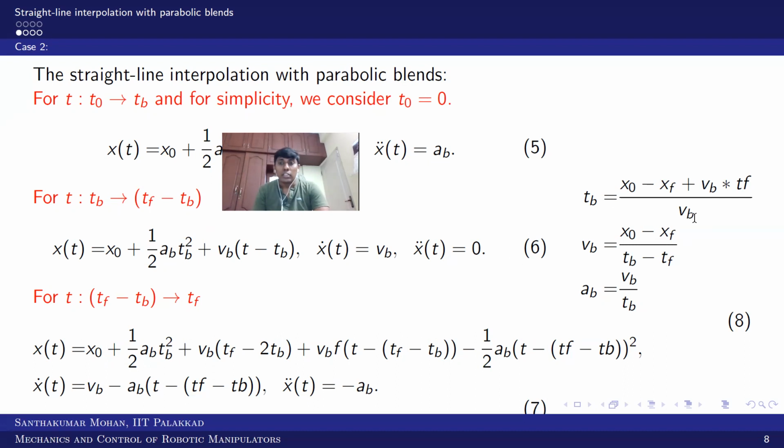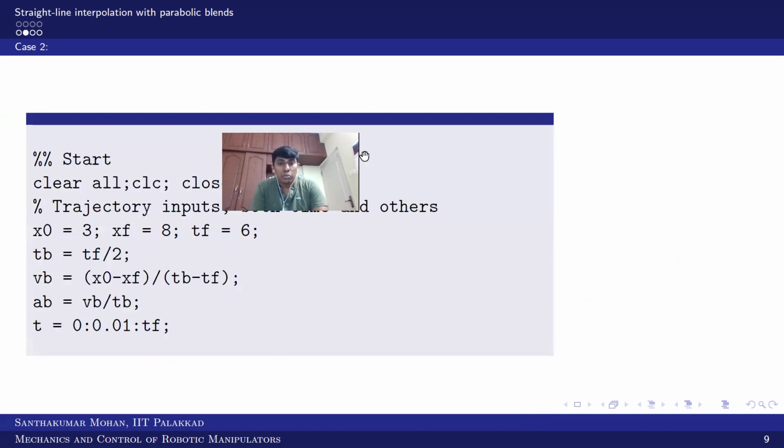This is one choice. The other way around, we can choose TB, then find VB, then find AB, or you can choose VB, then find TB and AB. Like that we can do it. I have made the code in such a way that the TB selection is very easy compared to AB or VB. That is what I have shown here.